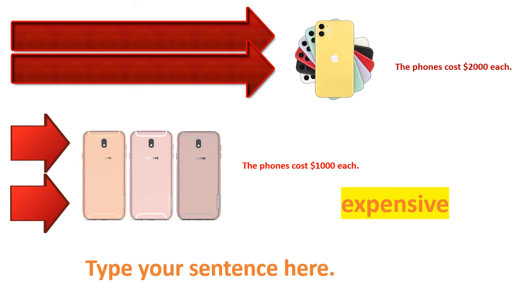On the next slide, we see a picture of phones. The phones cost $2,000 each, the ones on top, and then the ones on the bottom, the phones cost $1,000 each. Your adjective, orange word, highlighted in yellow, is expensive. And then type your sentence here.